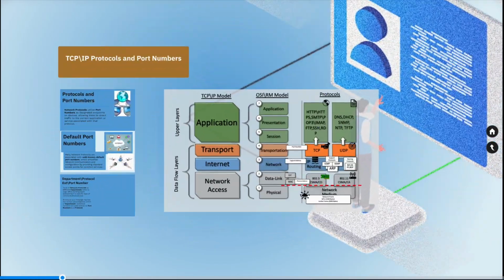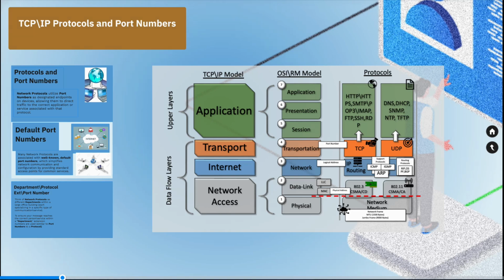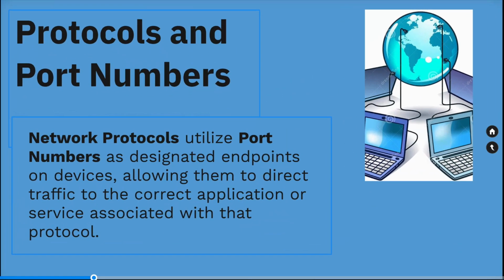All right, next let's take a look at the protocols and their default port numbers. The vast majority of protocols are going to have default port numbers associated with them. It basically allows the devices to direct traffic to the correct application or the service associated with that protocol. As we get further through the course, we'll look at routing and how firewalls work, and they're really dependent on the port number.